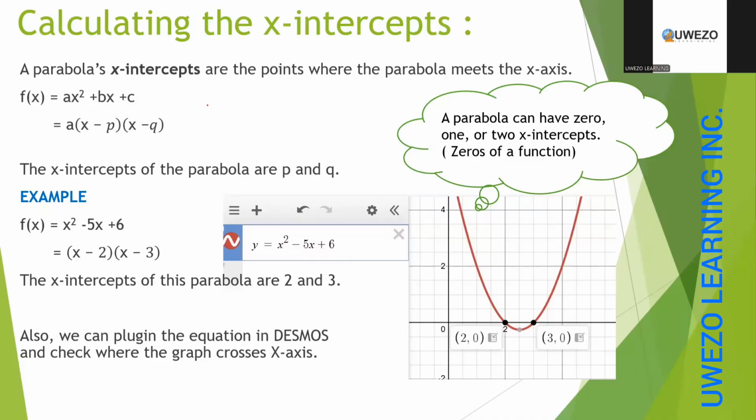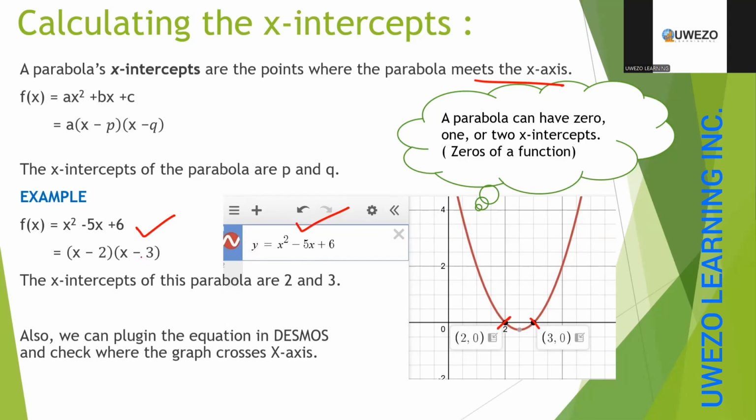To find the x-intercepts of the parabola, we need to solve for the points where the graph crosses the x-axis. For example, to find the x-intercepts of the function f of x equals x squared minus 5x plus 6, we could either factorize the given quadratic, or we could also type the same equation in Desmos and get the graph and see where the graph crosses the x-axis.